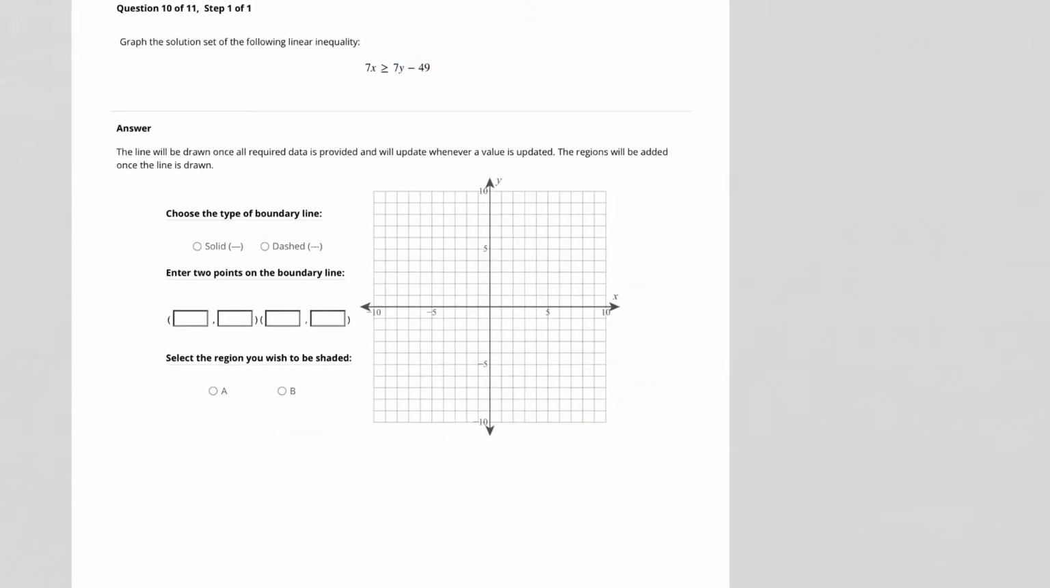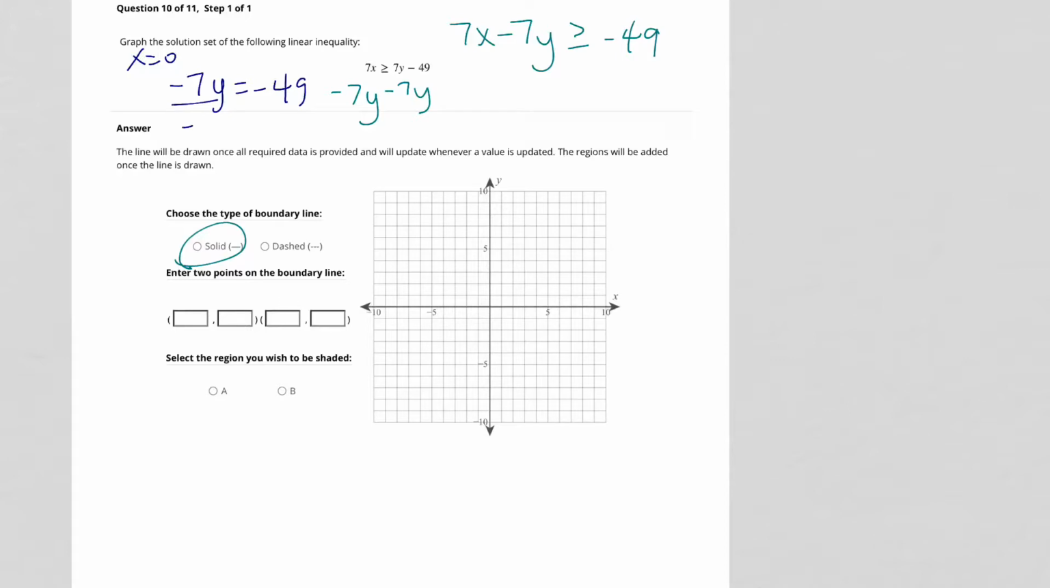Here we have 7x greater than or equal to 7y minus 49. Oh, solid or dashed, greater than or equal to means solid. I am going to move the 7y to the left by subtracting it from both sides. It gives me 7x minus 7y greater than or equal to negative 49. And if x equals 0, I have negative 7y equals negative 49. Dividing both sides by negative 7, y ends up being 7. One point then is 0, 7.